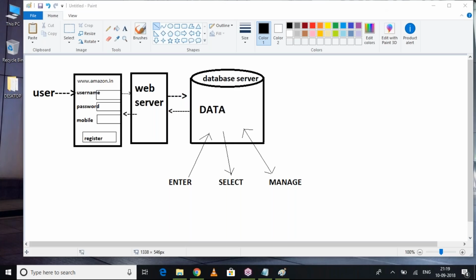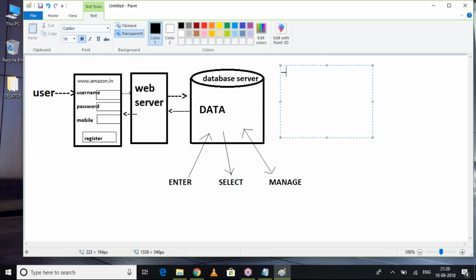And after that, select: fetch data from the database. How to store data, how to access data, how to manage data. These are the three uses of a database server. What are the three uses? First, how to store data. Second, how to access data. And third, how to manage data.